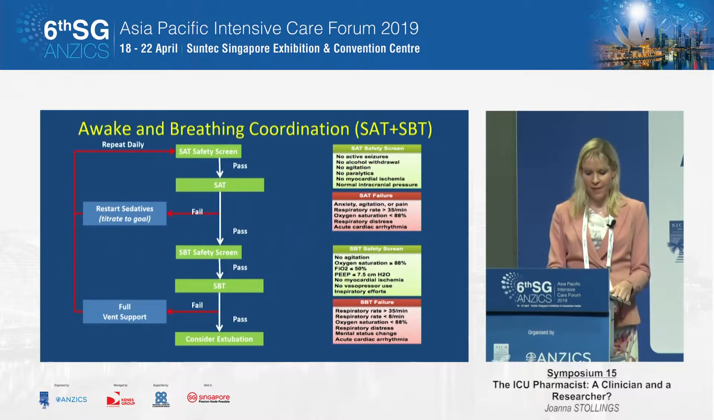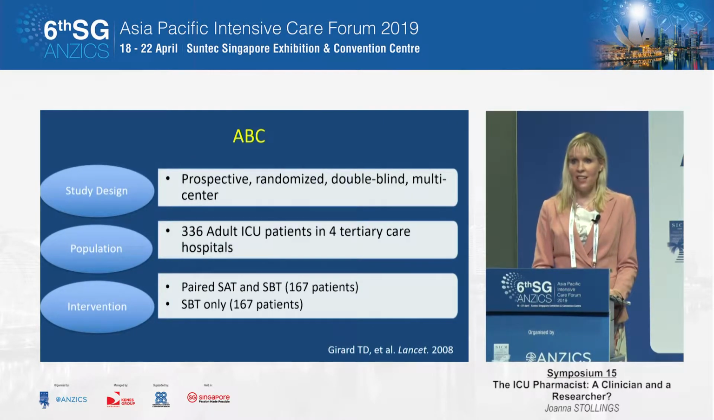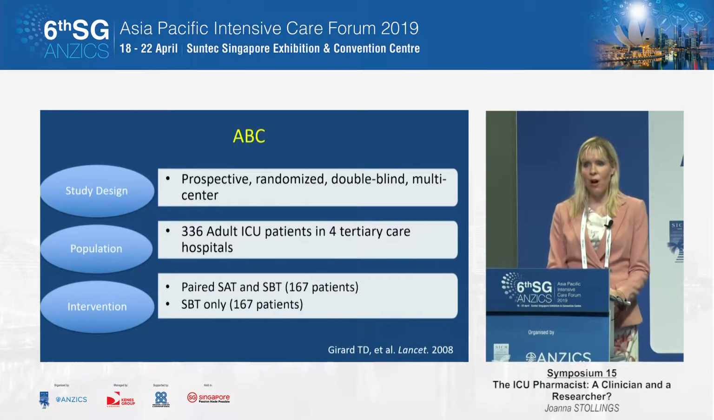So as you learned this morning, if you were in the lecture given by Wes Ely, as you recall, the ABC study was a prospective, randomized, double-blind, multi-center study that was published in Lancet in 2008 that looked at 336 adult ICU patients in 4 different tertiary care centers. Patients were either randomized to an SAT coordinated with an SBT or just an SBT alone.